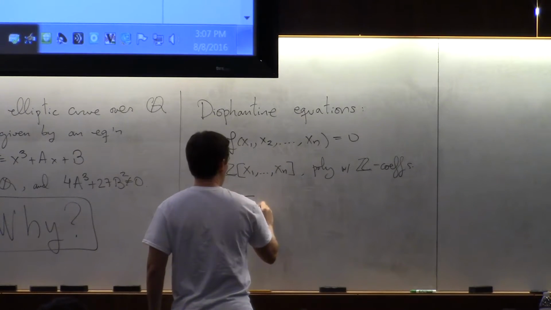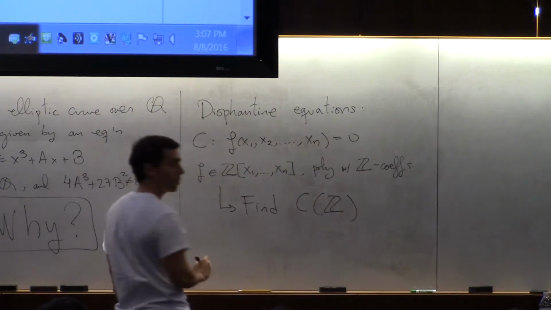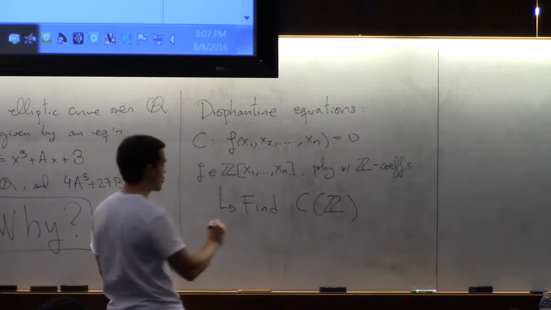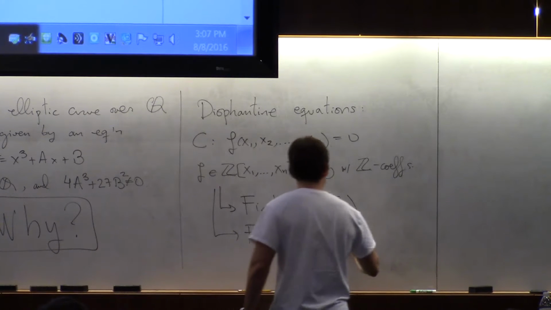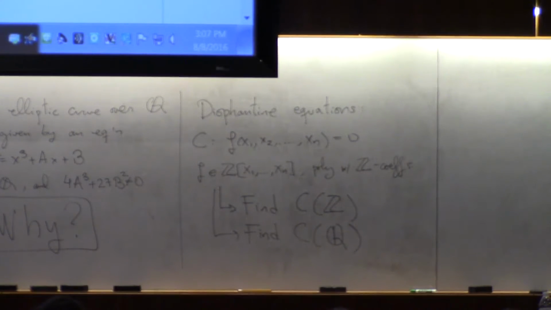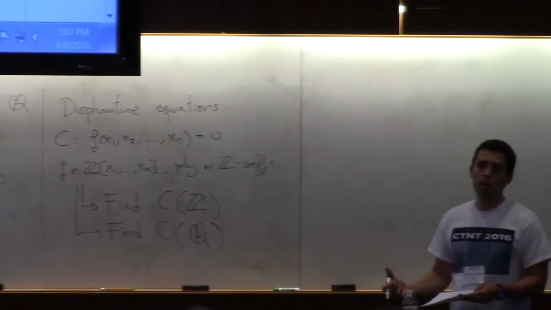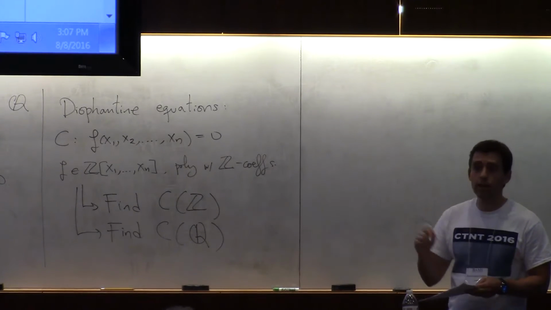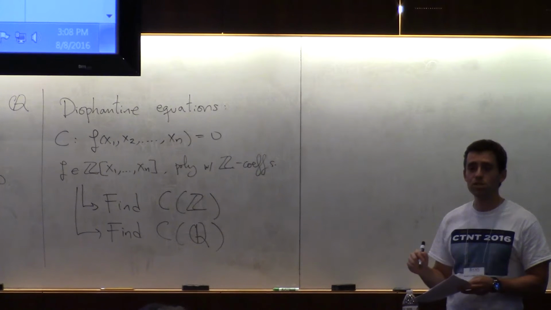So I want to find all the integer solutions, the solutions with integer coefficients, and also all the ones with rational coefficients. And Diophantus, back 2,000 years ago, wrote several volumes of problems like this. His whole book is what Fermat was reading when he started writing in the margins.